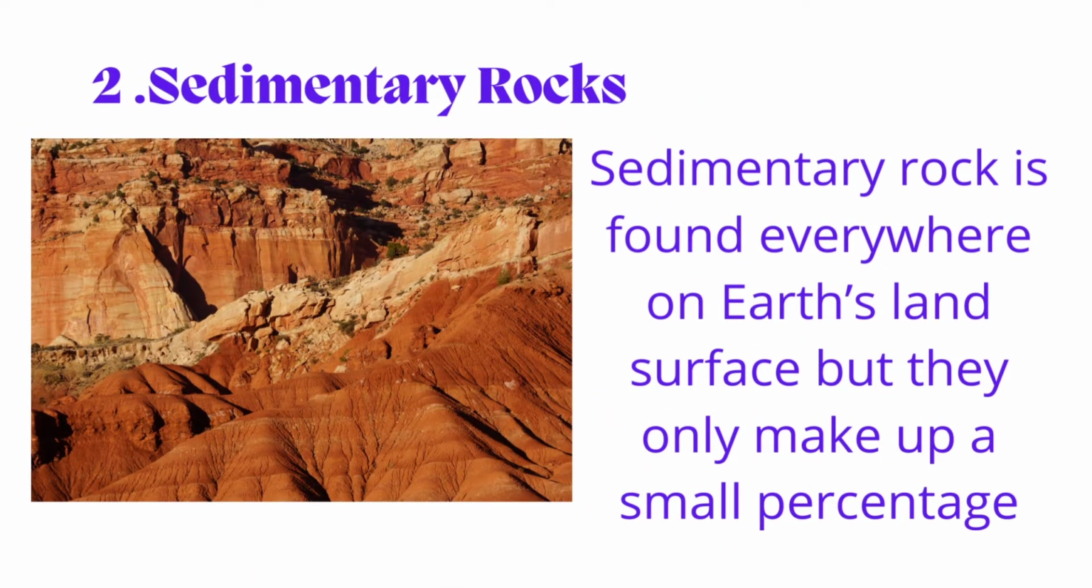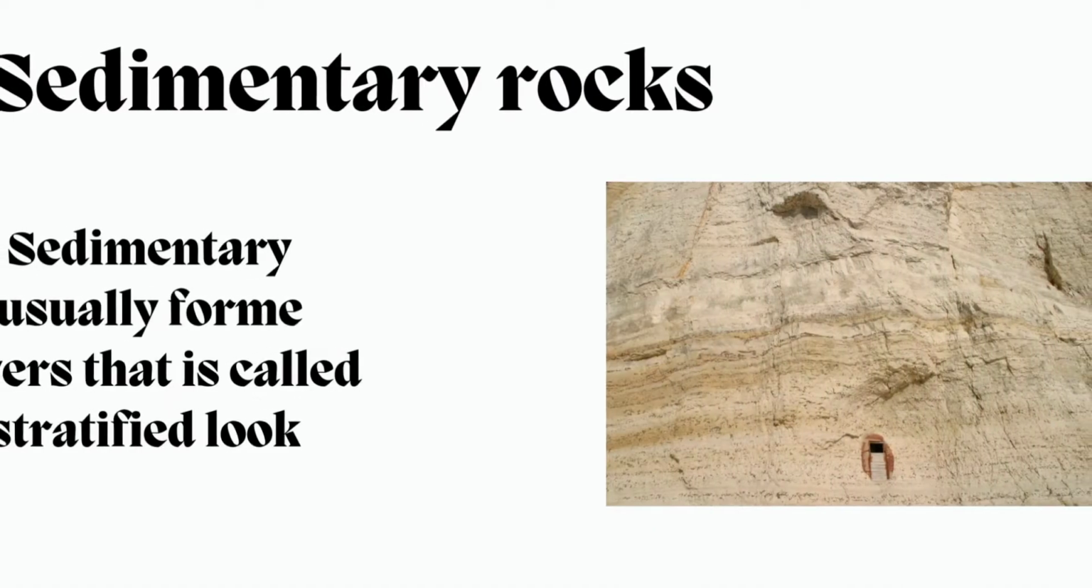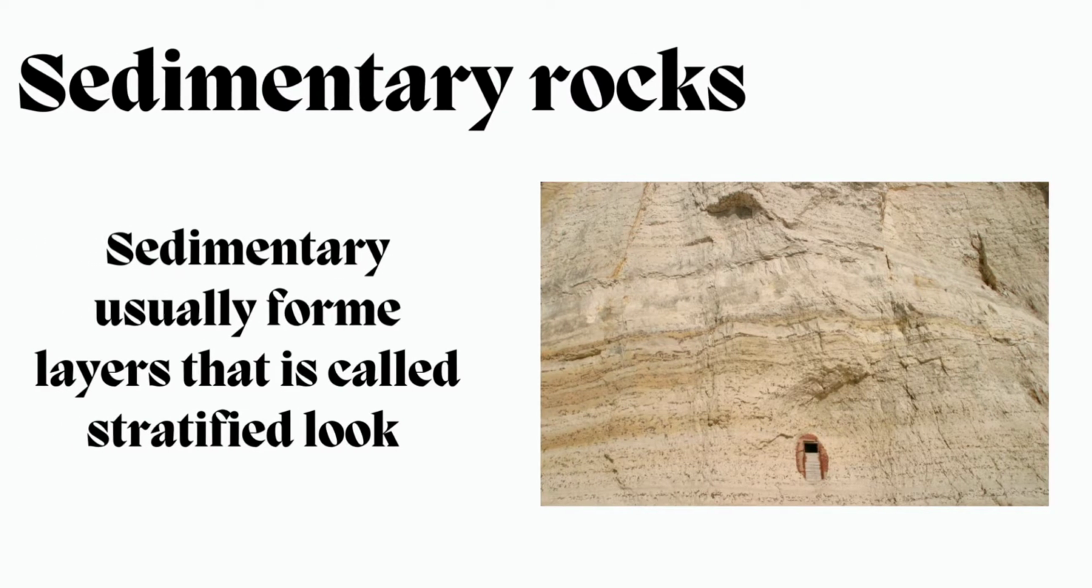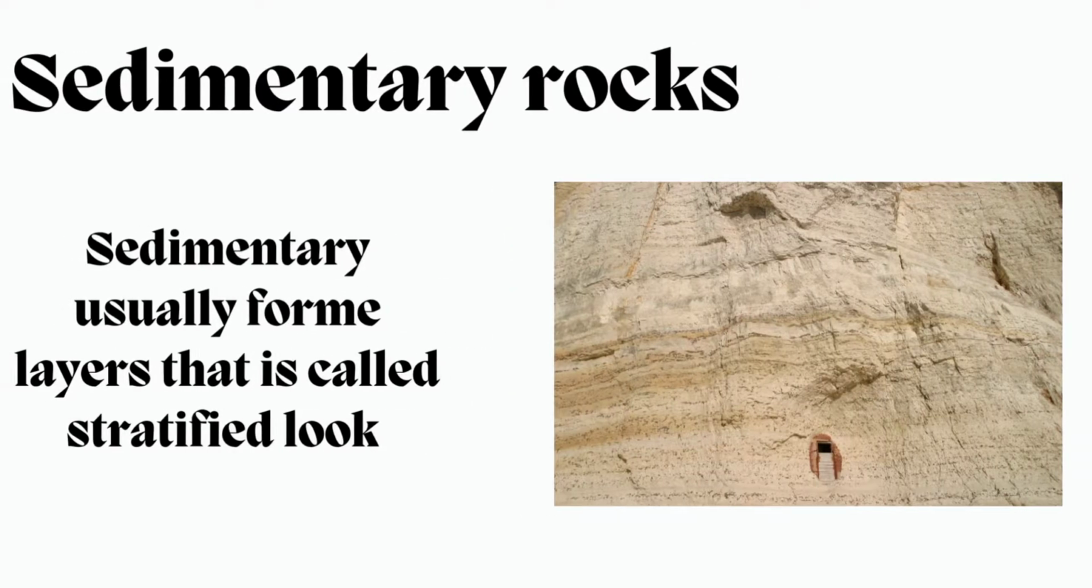Let's now look at sedimentary rocks. Sedimentary rocks are found in different places on the earth's surface, but they are not very much; they are small in size. Sedimentary rocks are formed when particles break from mountains and are carried by water, wind, or different agents, and heat to a point where they assemble together. When they gather together, they form layers of different colors and materials. This is what we call a stratified look. Say stratified look.